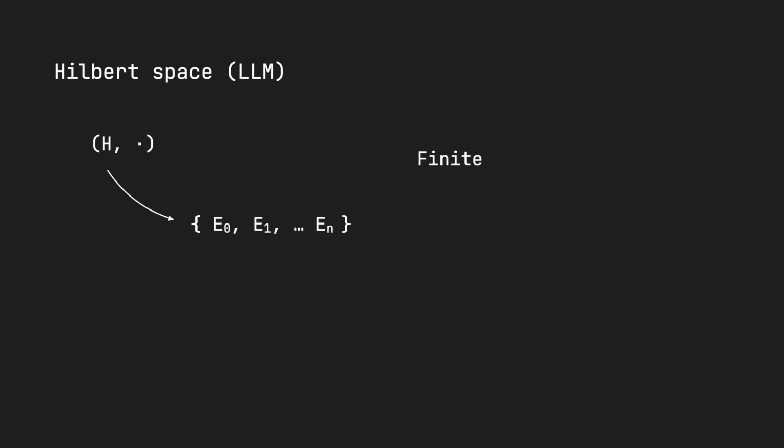In an LLM, it's finite. You have a finite number of vectors just because you have a vocabulary size associated with it. So it's not infinite. This is a finite Hilbert space, and it's over R, over the real numbers. So you have the field, which is the real numbers, and this is a finite real Hilbert space used in an LLM.